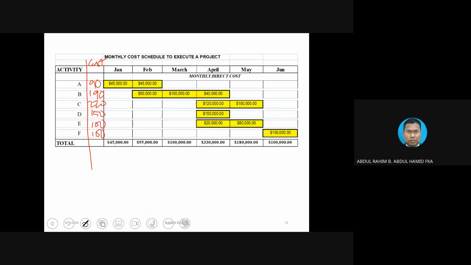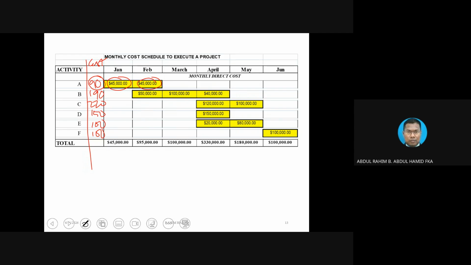Then you notice that this 90K from task A will be distributed according to whatever calculation we want to put. Either it could be prorated or it could be proportionate. In this particular A, it looks like it is prorated. So A will be running for 2 months, and each month is basically equally distributed. But for B, it is not equally distributed.